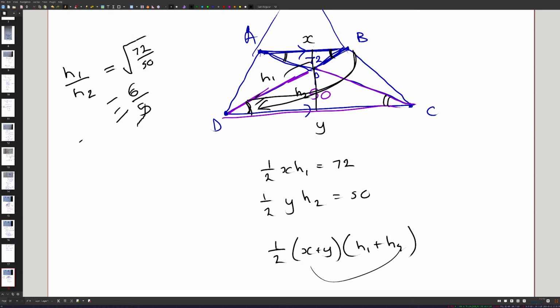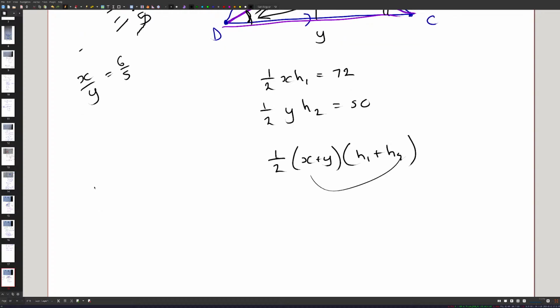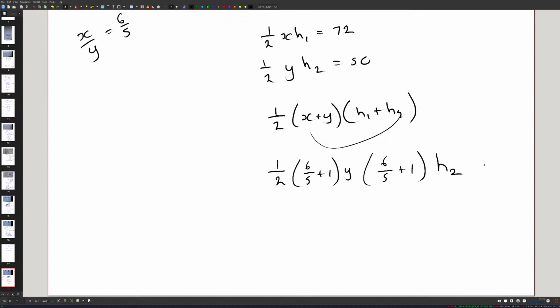And oh, x and y are in the same ratio. So x over y is also 6 over 5. So x is 6/5 of y and h1 is 6/5 of h2. So this is a half of 6 over 5 plus 1 times y, and then 6 over 5 plus 1 times h2, because x is 6/5 of y and h1 is 6/5 of h2.